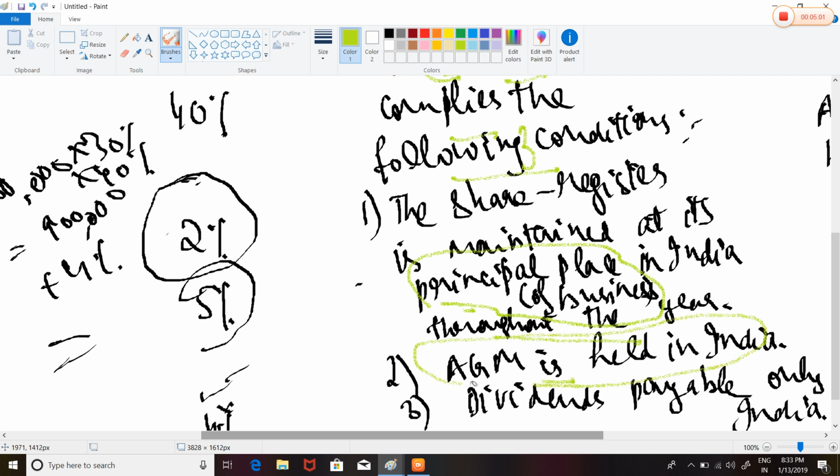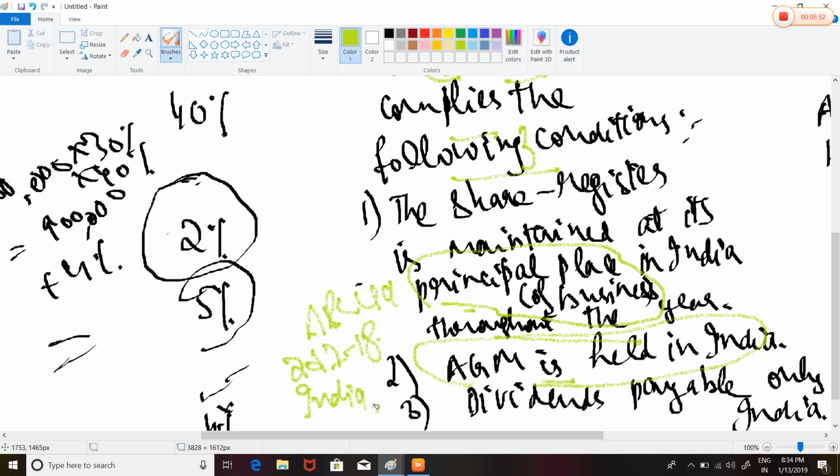Let's say any company, ABC Limited, is a foreign company incorporated as per foreign laws. For the year 2017-18, it has held its annual general meeting in India. It will be considered to be a domestic company. And third, dividends are payable only in India. All the shareholders of that particular foreign company are only Indians, because they will be paying dividends to the shareholders, and the shareholders are Indians.